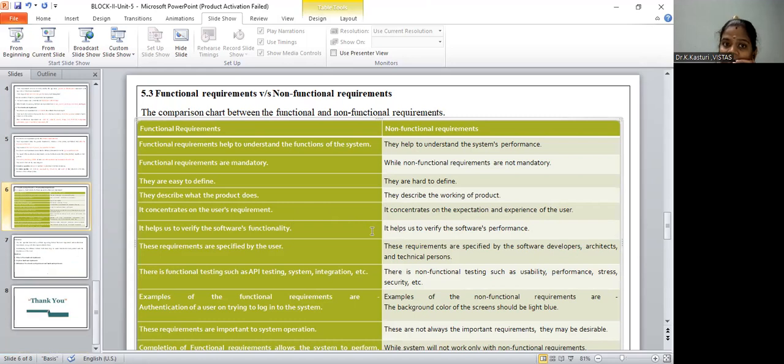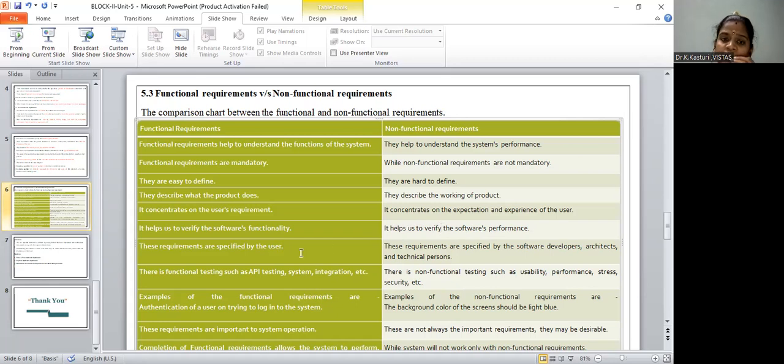Functional requirements help us to verify the software's functionality. Non-functional requirements help us to verify the software's performance. Functional requirement is to verify whether the function is working fine or not. But assessing the performance of the functionality is done in the non-functional requirements.